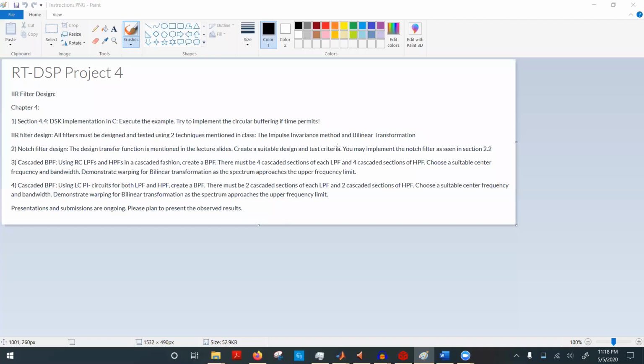All right, I'm here to present R2DSP Project 4, the last section. Section 4 uses a cascaded bandpass filter using LC-Pi circuits for both low pass and high pass. So there must be two cascaded low pass LC-Pi filter sections and two cascaded sections of the high pass LC-Pi filter.